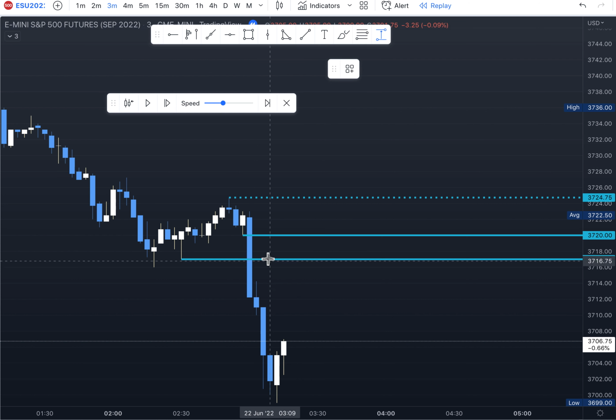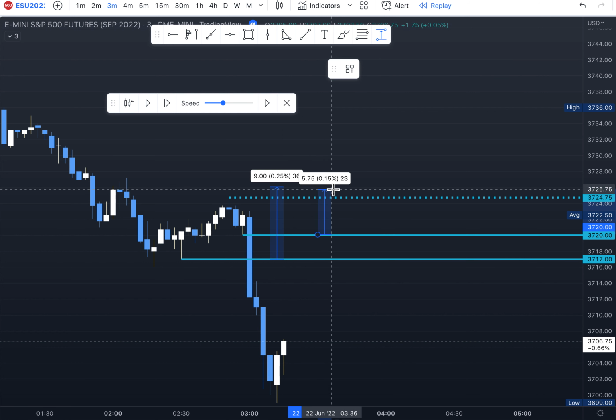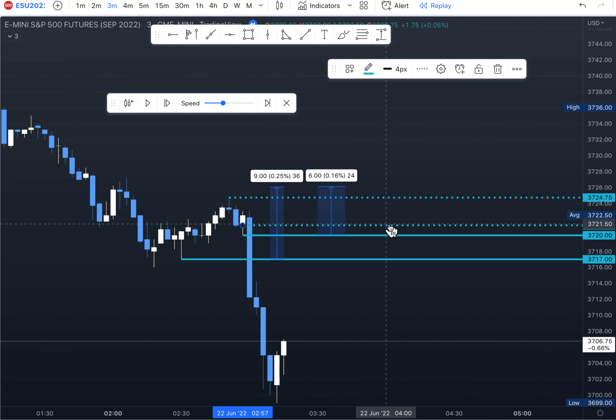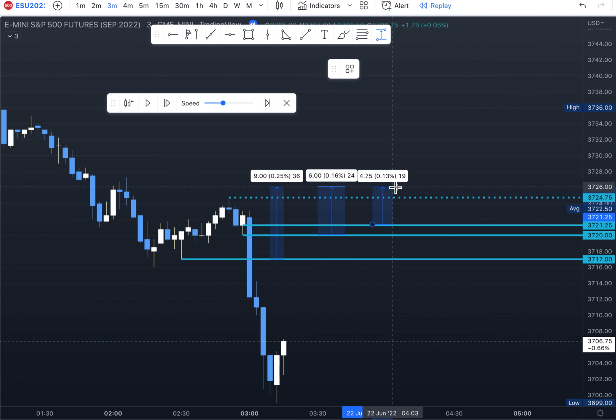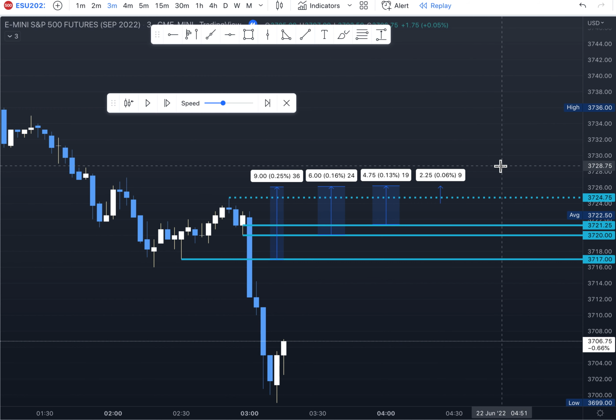So the first thing I want to do is measure if I took this trade up to just over the break level. I'm looking at about 9 points. If I trade from the wick, I'm looking at about 6 points. If I was to trade at the body, I'm looking at almost 5 points. If I wanted to just trade just under the break level, I'm looking at 2.5 points.